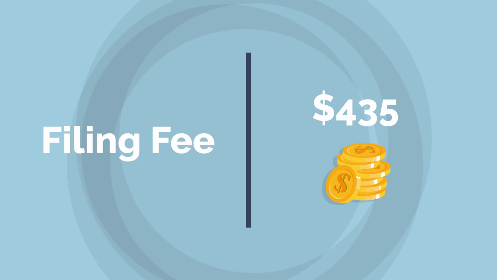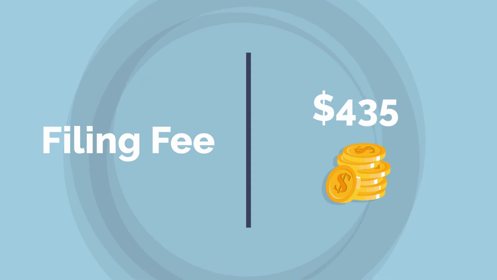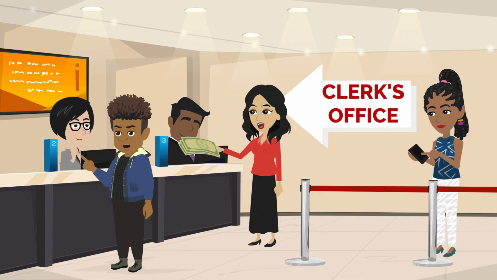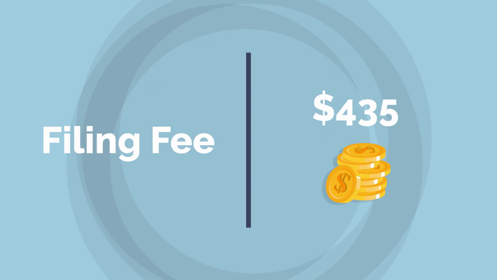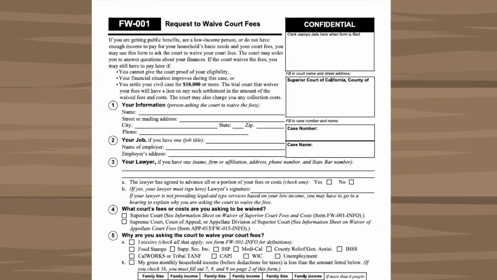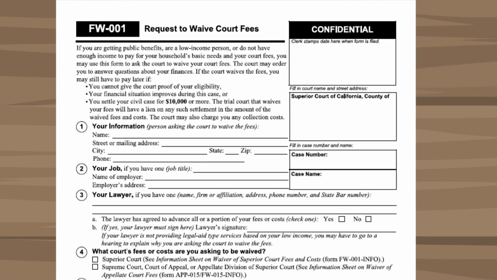There is a filing fee of $435 for the petitioner to start the case. This fee will be charged when the petition documents are filed with the court. There is also a $435 filing fee for the respondent to file a response or other document in the case. If you cannot afford the filing fee, you may request a fee waiver from the court.